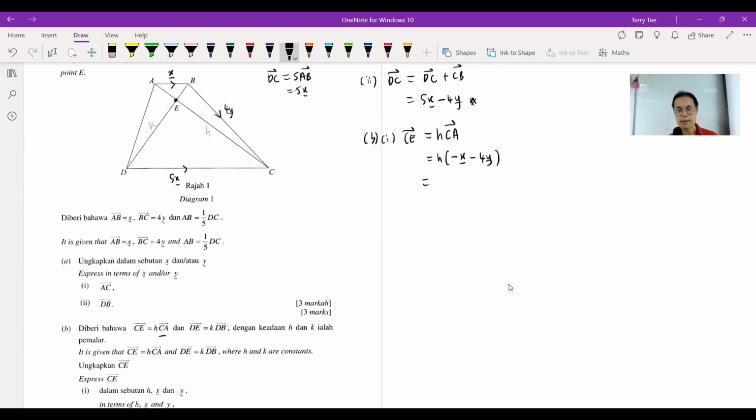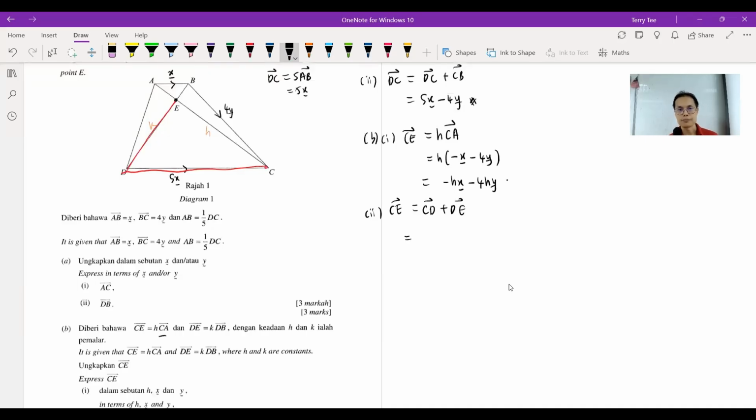So let's multiply inside: negative hx, negative 4hy. That is the first version of CE in terms of h, dalam sebutan h. Second one, CE dalam sebutan k, right? So the second CE, if I want to go from C to E and you want sebutan k, you must pass through here, right? C to D, D to E.